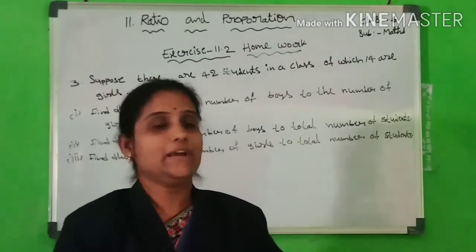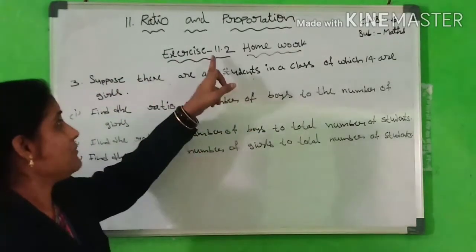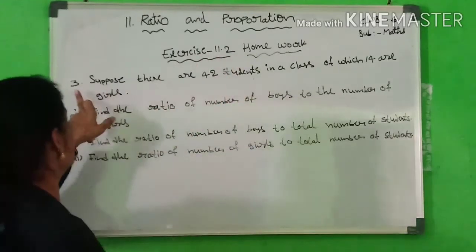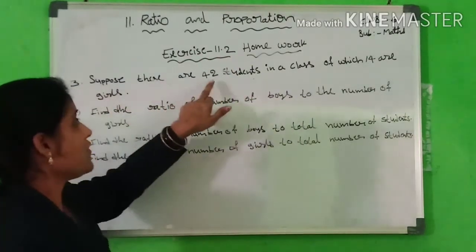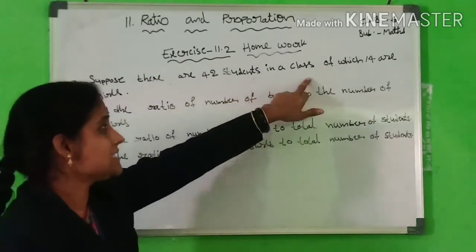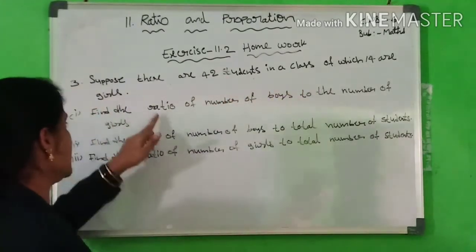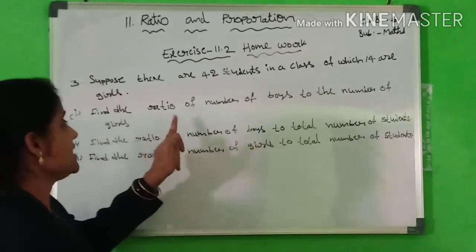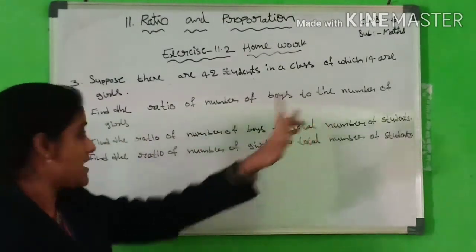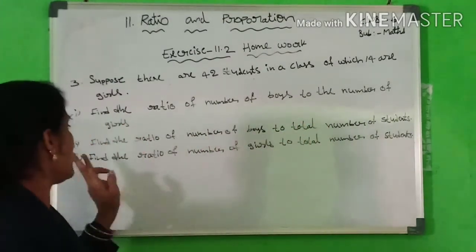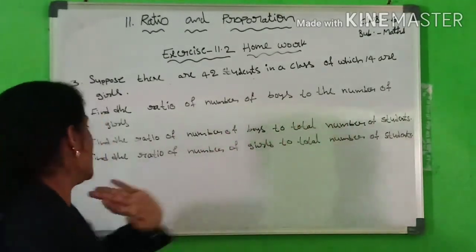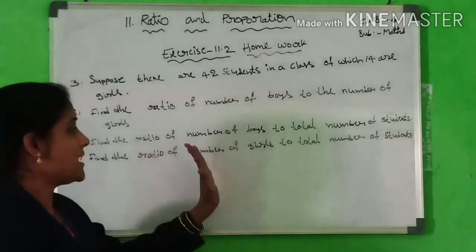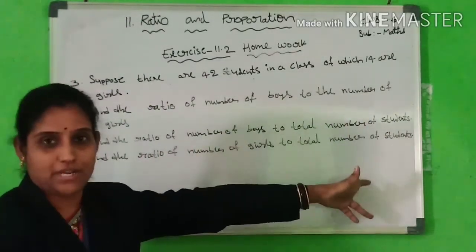Okay children, today's homework: Exercise 11.2, third bit. I give a question. Suppose there are 42 students in a class, of which 14 are girls. You have to find the ratio of the number of boys to the number of girls. Second, find the ratio of the number of boys to the total number of students. And find the ratio of the number of girls to the total number of students.